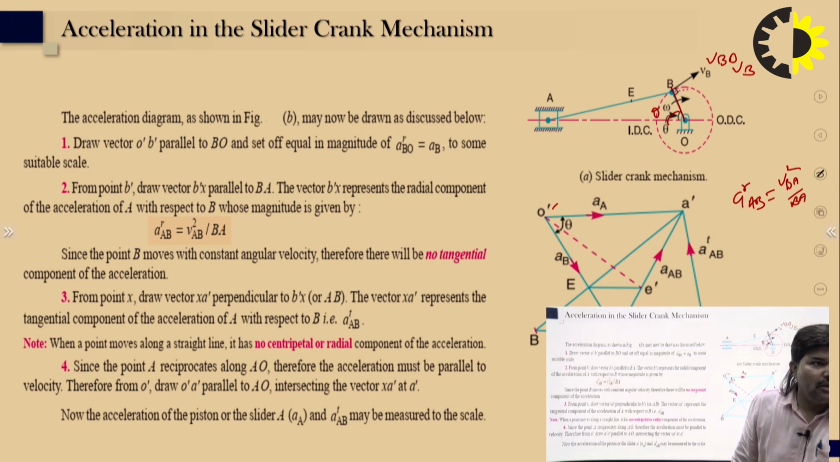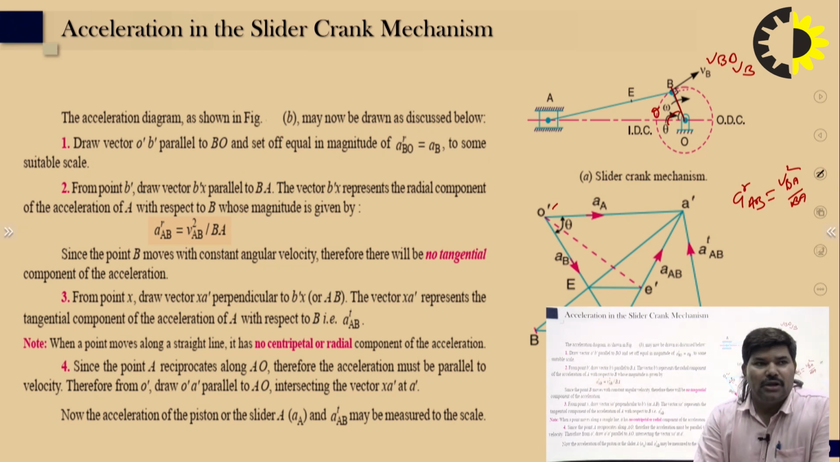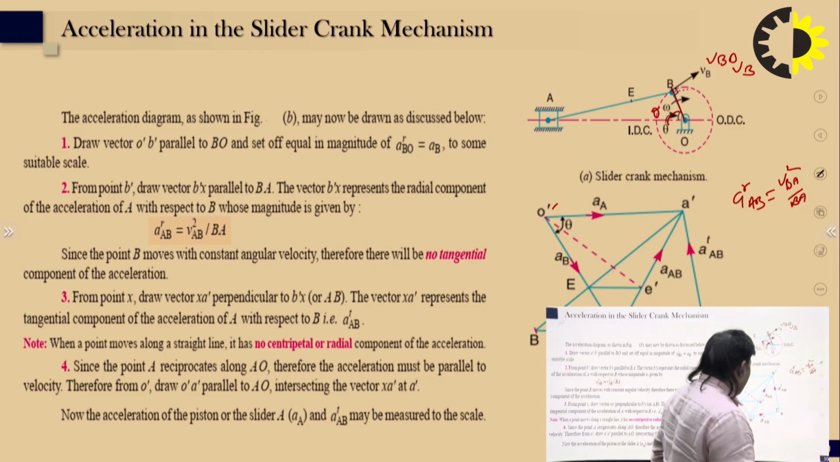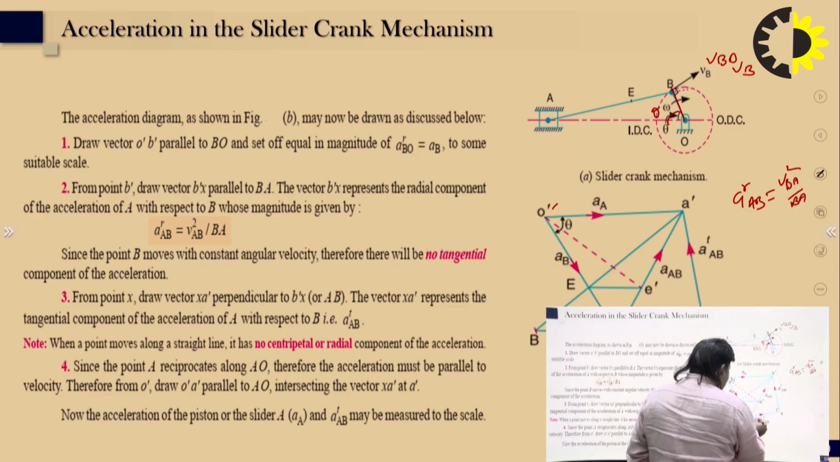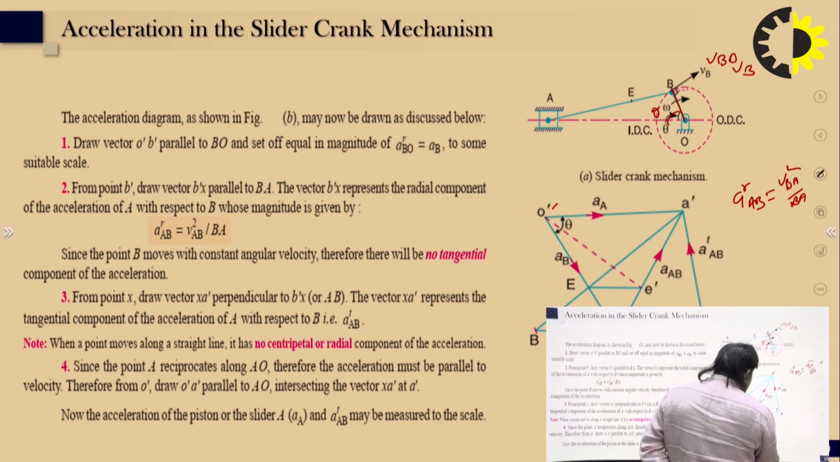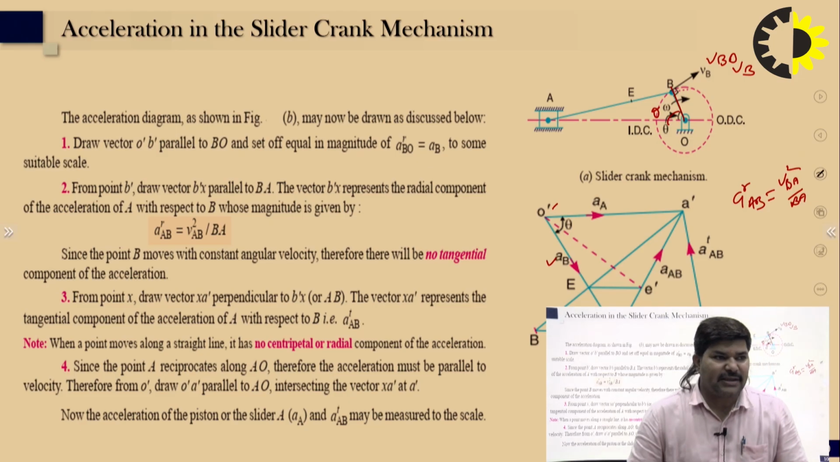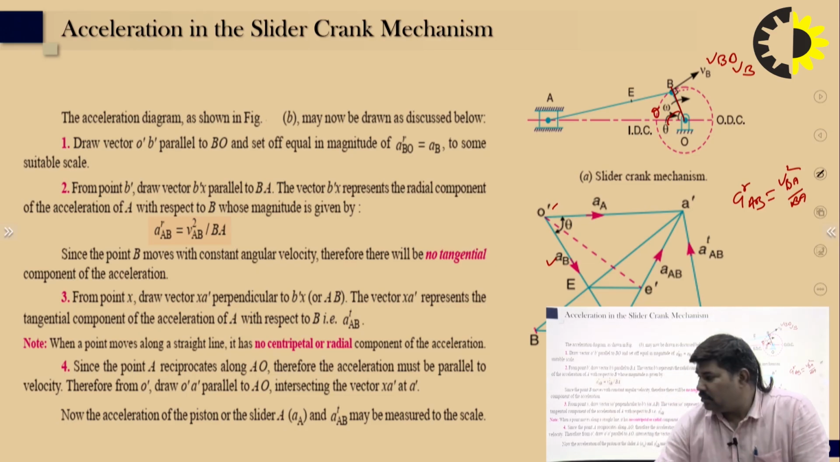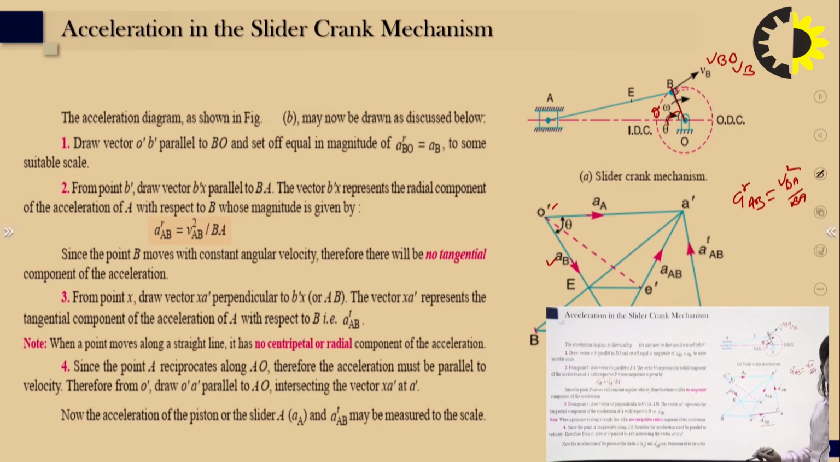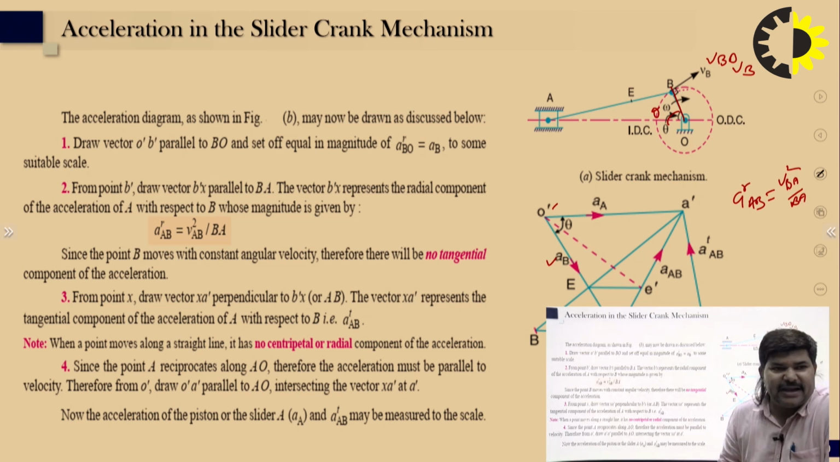Since B moves with constant angular velocity, there will be no tangential component of this acceleration. So, you can see here that O dash B dash is the acceleration of B, and after that B dash x is the radial acceleration of A with respect to B. From x, draw the vector x A dash perpendicular to B dash x, that is, to AB.